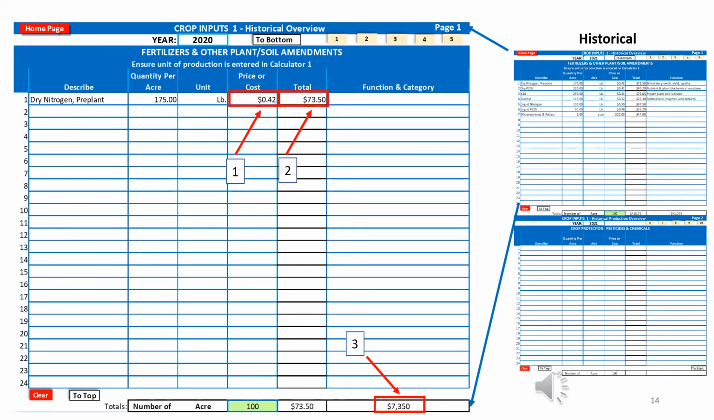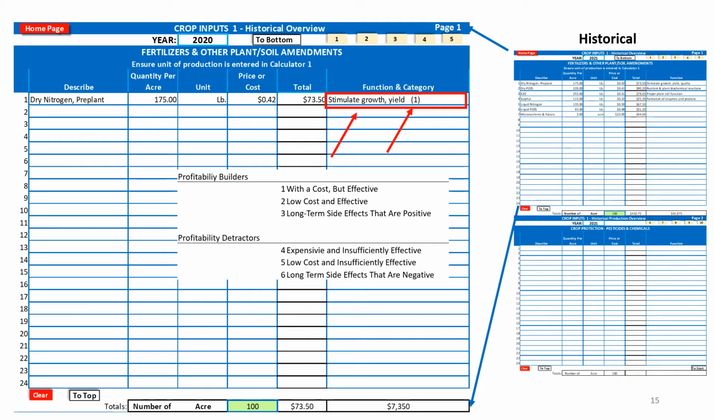Next is to enter the cost per pound of dry nitrogen. In our sample, by number 1, is the price of 42 cents per pound. By number 2, the price per acre automatically populates at $73.50. By number 3, the total cost of the dry nitrogen, for the 100 acres, automatically populates as $7,350.